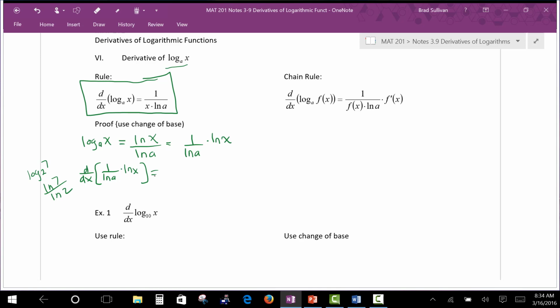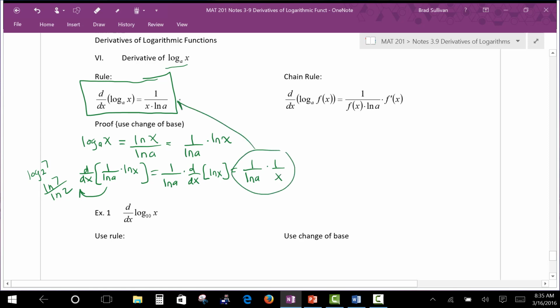A is a constant, right? A is just a number. It's not a variable. A is a constant. So remember, you don't have to use product rule. That's a constant, so pull it out. So you're going to have 1 over ln a times the derivative of ln x. What's the derivative of ln x? 1 over x. So notice what you have is 1 over ln a times 1 over x.